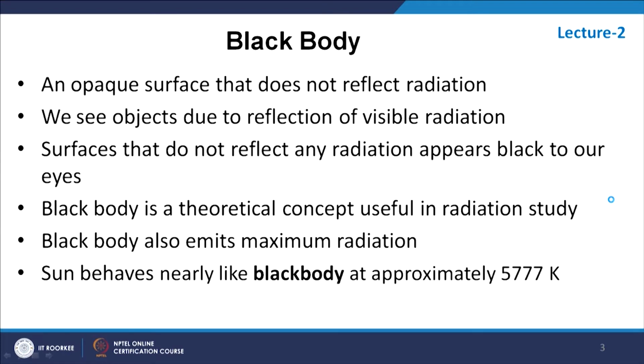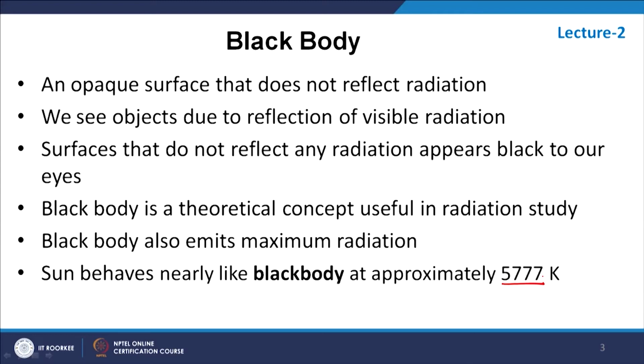Now, another concept of radiative heat transfer which is very important is the concept of black body. In daily life we define a black surface as one which does not reflect radiation. How do we see any body? The sun's radiation falls on a surface and then the reflected radiation from that surface reaches our eye. If any surface by chance does not reflect the radiation, the solar radiation or radiation from any light source, then we say that the surface appears to be black, because the entire radiation is absorbed by the surface, and this surface is called black.